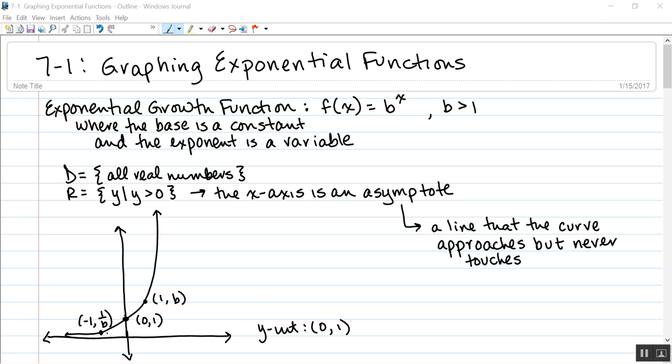As you can see, from the y-axis, as we move in the positive x direction, it goes up very fast. That's what we mean by exponential growth. And then as we move in the negative x direction, it approaches the x-axis but never touches it. Notice that the y-intercept is the point 0, 1, and 2 points you should learn that are on this curve are the point 1 comma b, where b is the base, and the point negative 1, 1 over b.